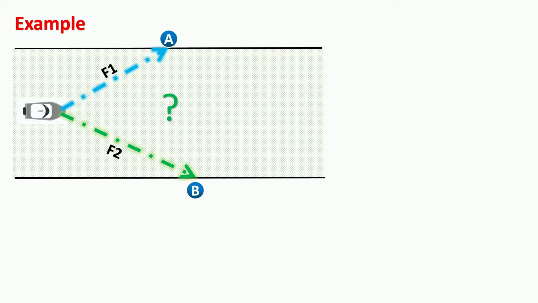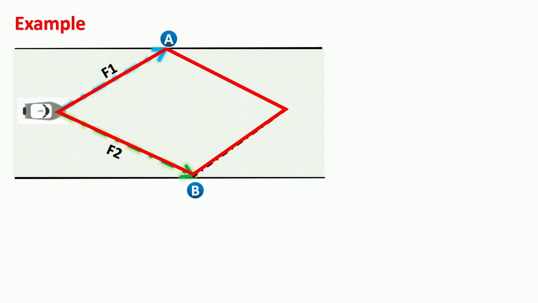To find that, we need to draw a line parallel to F2 and another line parallel to F1. This forms a parallelogram, and the resultant is represented by the diagonal of the parallelogram.